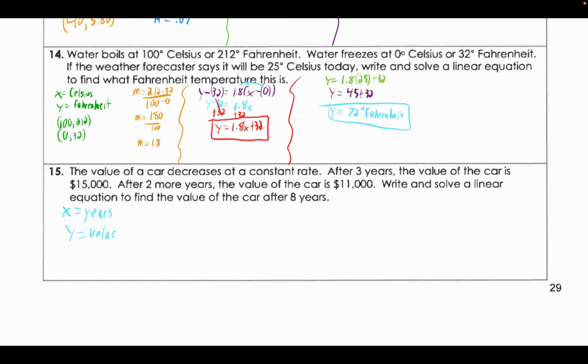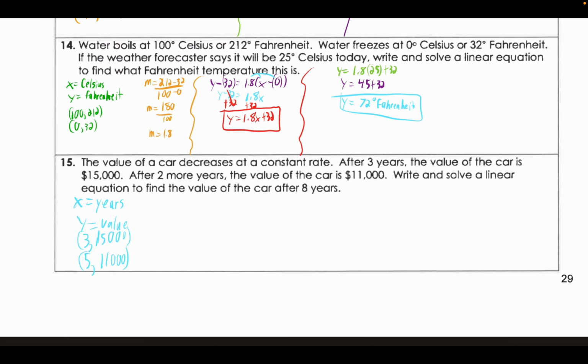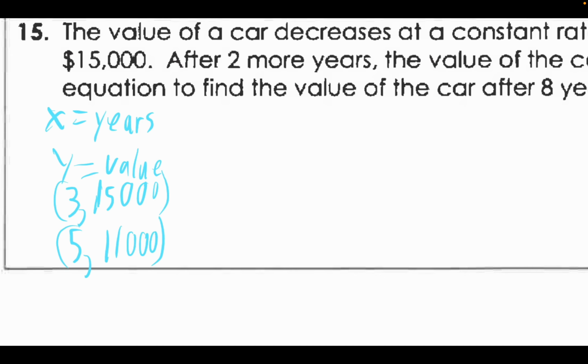One ordered pair is that after 3 years, it's $15,000. I'm going to leave the comma off so it doesn't look like I'm doing multiple points in an ordered pair, like an XYZ scenario, which would be a third dimension, which we aren't familiar with yet. 2 more years, so that'd be a total of 5 years. The car is worth $11,000. We first need to find the slope between those 2 points, which would figure out how much it's depreciating each year on average. So that would be m equals 15,000 minus 11,000 over 5 years minus 3 years. So that's 4,000 divided by 2 years difference, which gives me $2,000 per year.